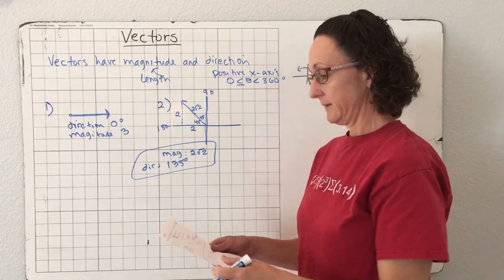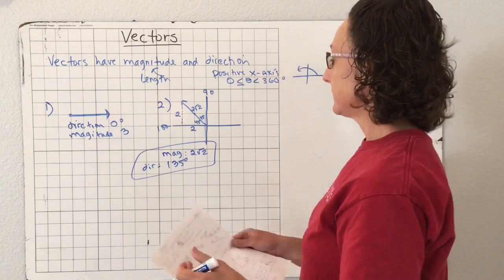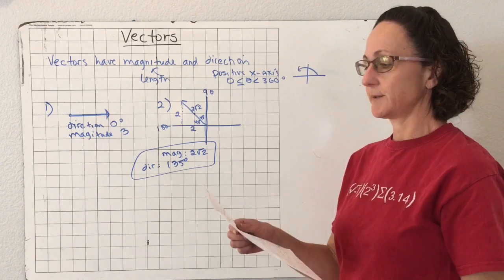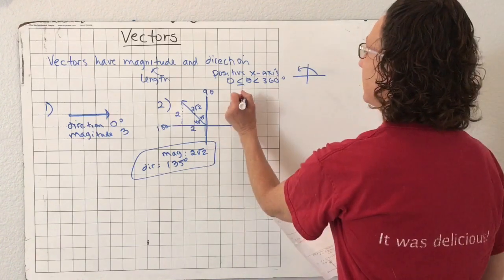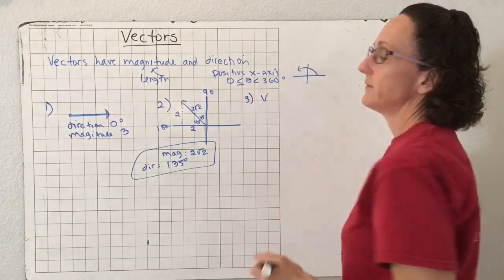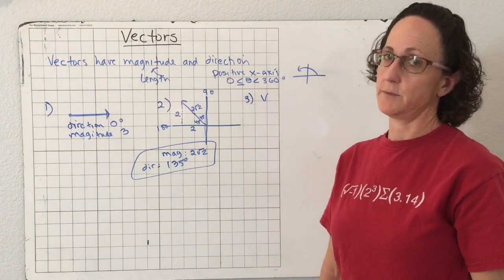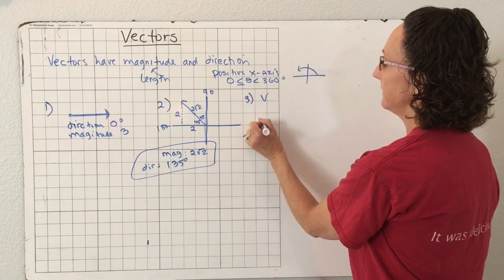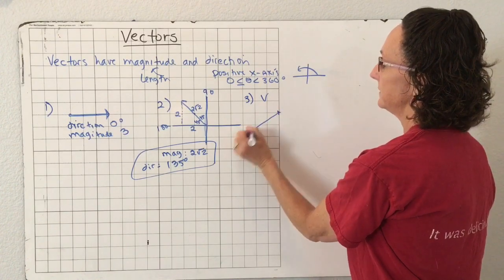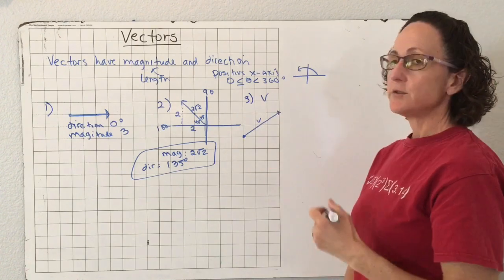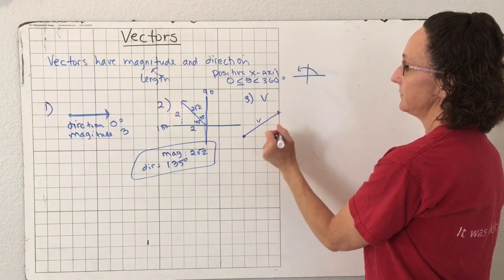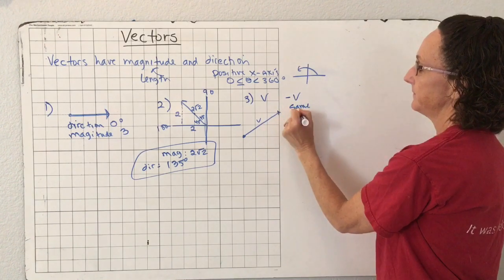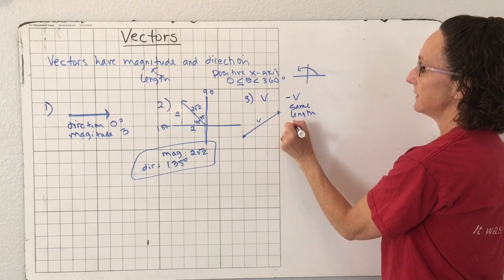All right, a couple little things about vectors, just like the little details. One is that they usually like to call vectors V or W or U. Those are the three most common ones. Let's say we had vector V and it went this way. If you wanted to draw negative V, that just means it has the same length, but the opposite direction.